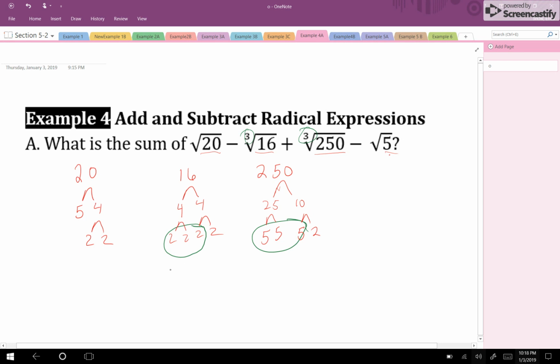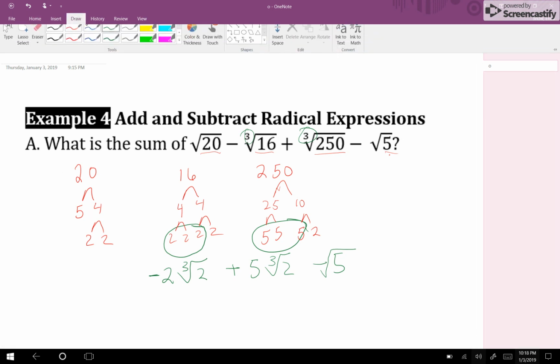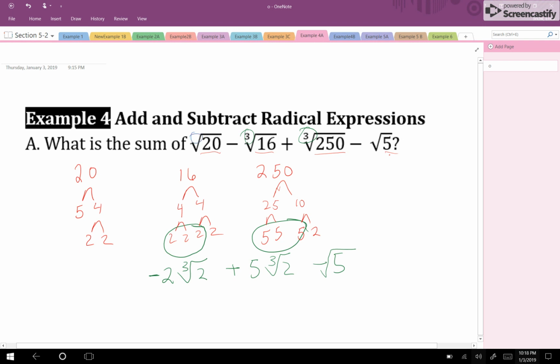So these get rewritten as 2 cube root of 2, and it's negative, and 5 cube root of 2, and then my little square root of 5 out here on the end. Now our square root of 20, we've broken down over here, and that 20 is a square root, so we're just going to pull that pair of 2s out front. So we have 2 and then our 5 left underneath.